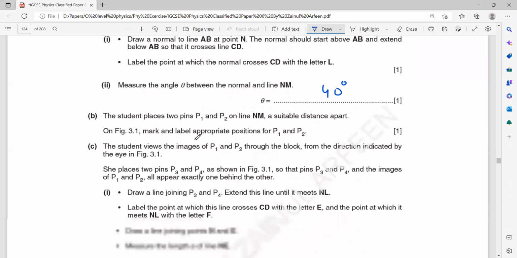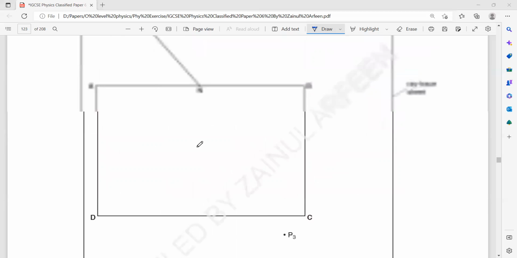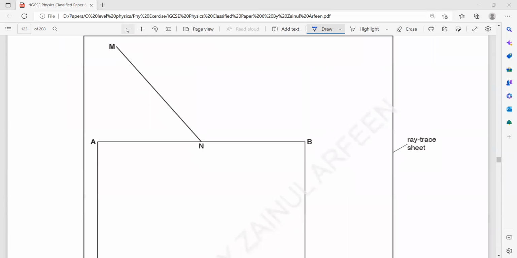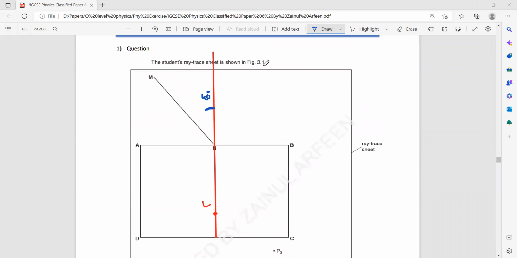Now, the second part: the student placed two pins P1 and P2 on line NM, drawn at a suitable distance. On the figure, mark and label the appropriate positions of P1 and P2. Usually when we draw the positions, the separation should be greater than 5 centimeter. On the line, we have to draw P1 and P2. So this was the part.